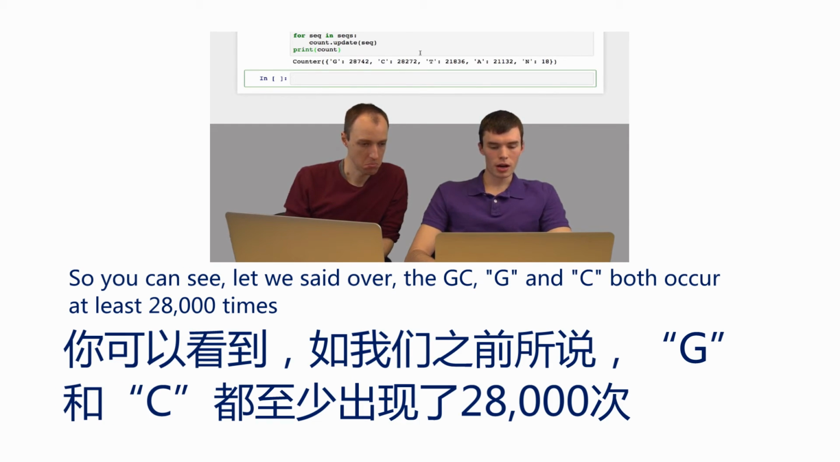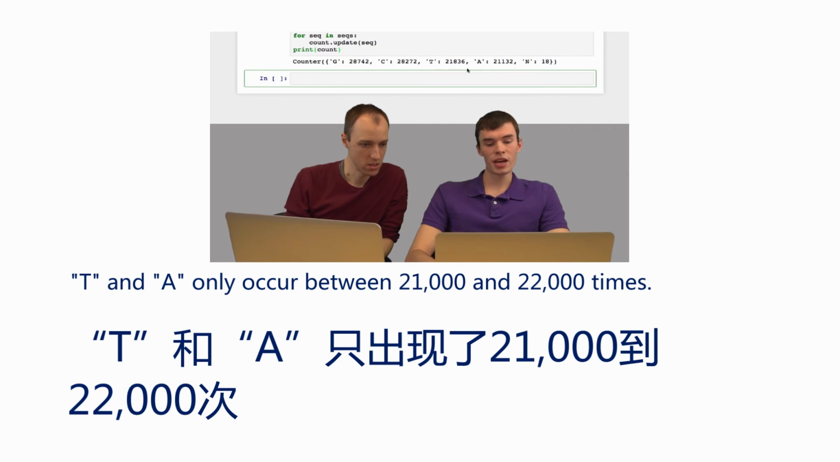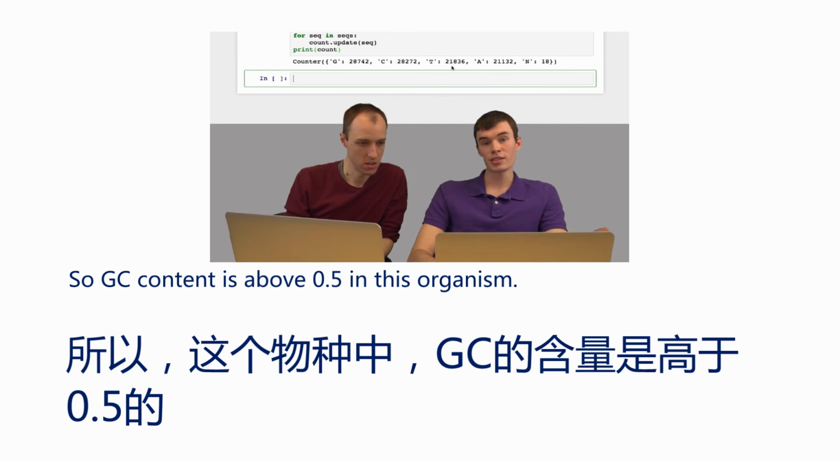So you can see, like we said above, the G and C both occur at least 28,000 times. T and A only occur between 21 and 22,000 times. So GC content is above 0.5 in this organism.